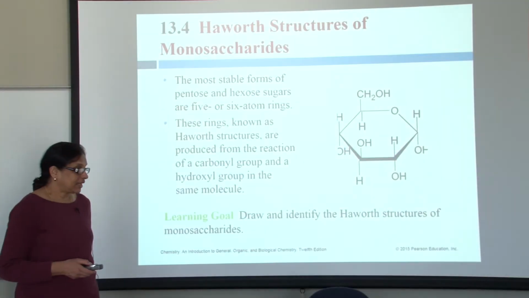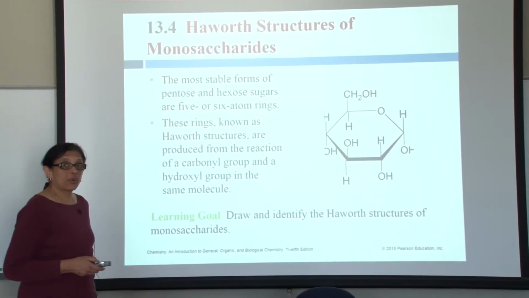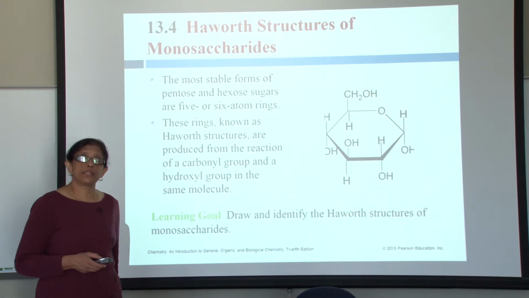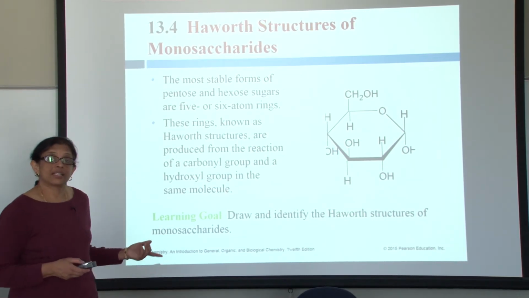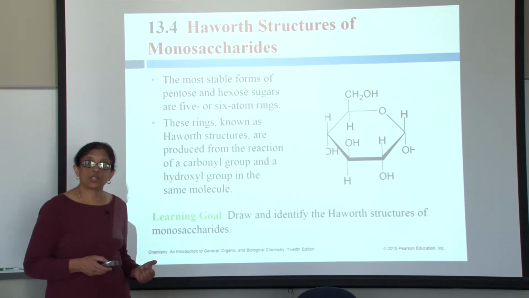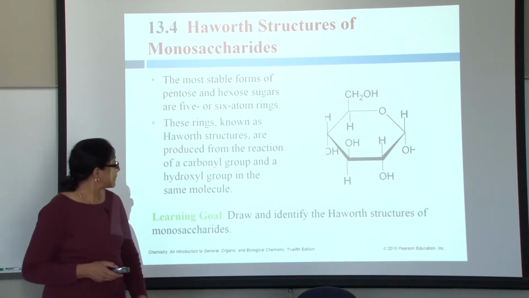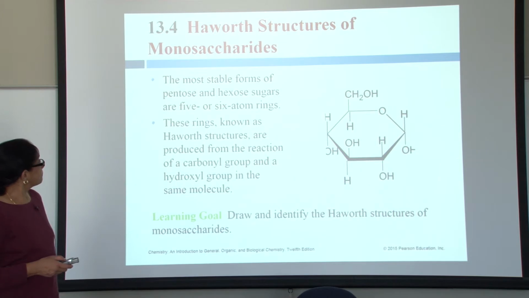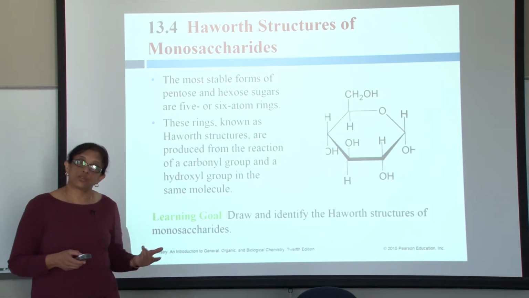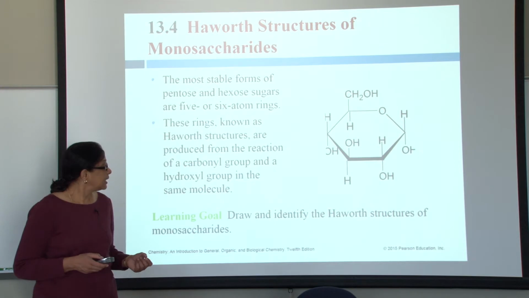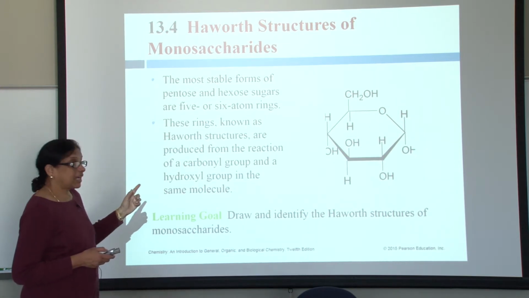Good morning. We are going to discuss 13.4, and in 13.4 we discuss the Haworth structures. Here we are discussing how to set up a Haworth structure for a monosaccharide. As you can see, the most stable forms of pentose and hexose sugars are 5 and 6. So Haworth structures are ring structures. That's the first point. The second point is they are very stable.